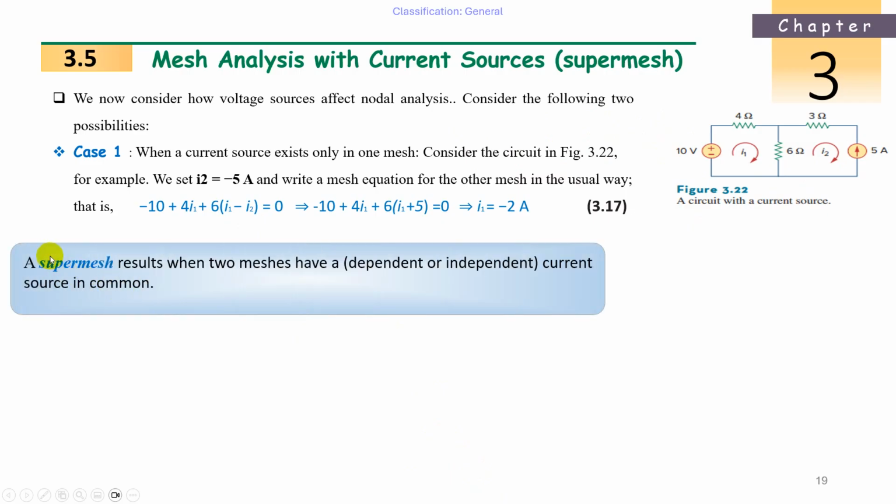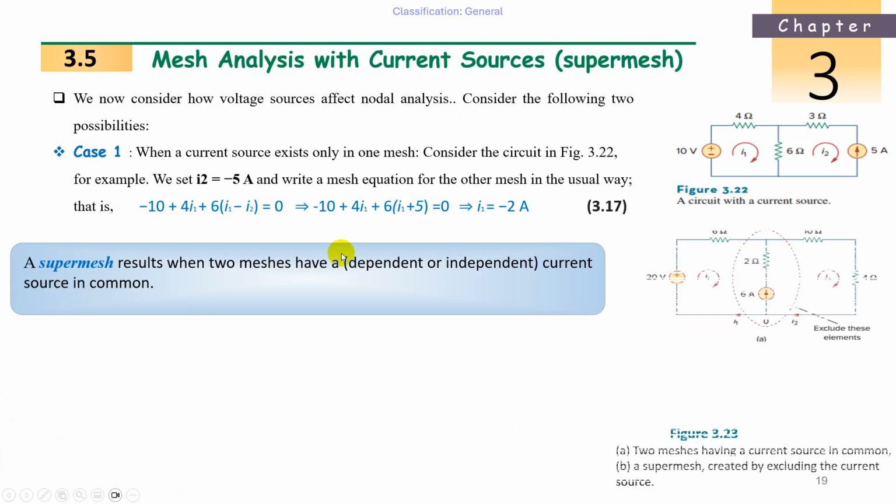Now, case 2. So, what is a supermesh? A supermesh results when two meshes have a dependent or independent current source in common. So the first case is not a supermesh. A supermesh is when two loops have a common current source. Let's see the example. This is loop 1 and this is loop 2. Where is the current source? Here. So when two loops have a common current source, then it is a supermesh.